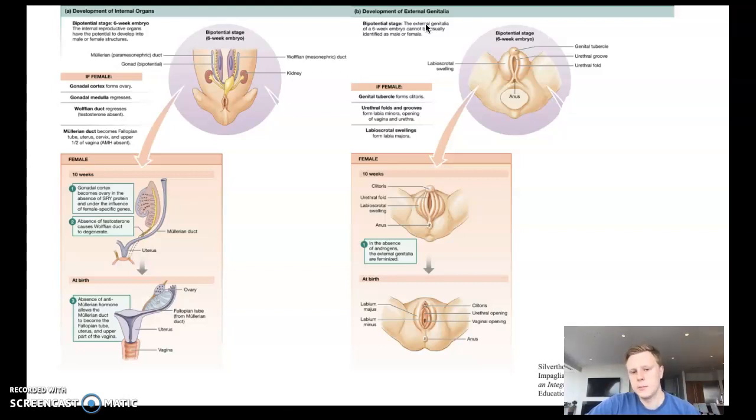Then, opposite the male, because of the lack of the SRY gene, no DHT is produced, and without DHT, the external genital organs take on female characteristics, as seen over here. The genital tubercle forms the clitoris, the urethral folds and grooves form the labia minora and the opening of the vagina and the urethra, and the labioscrotal swellings form the labia majora.